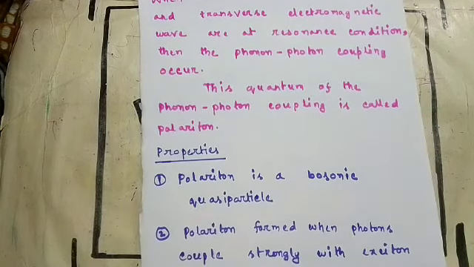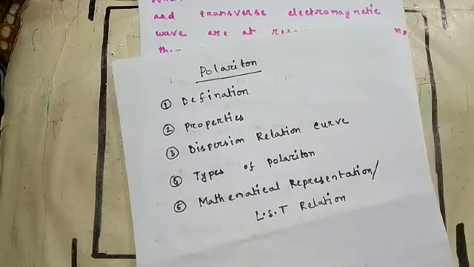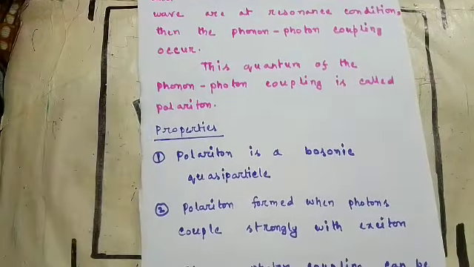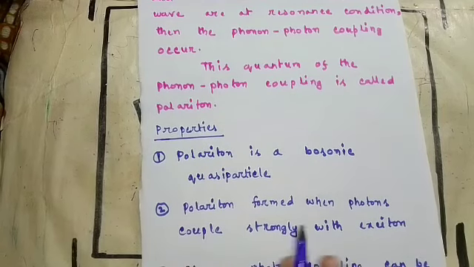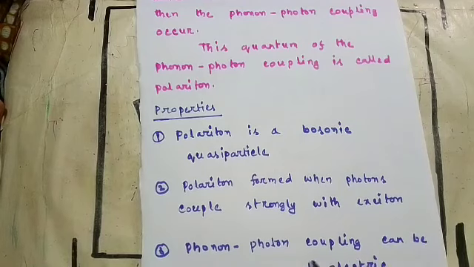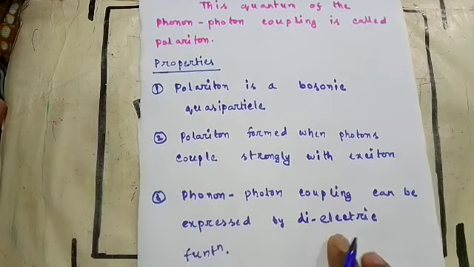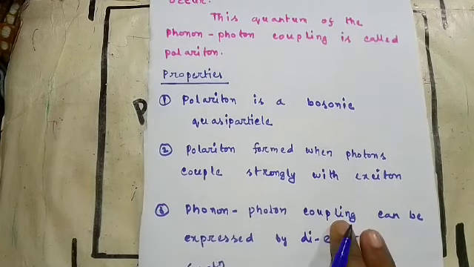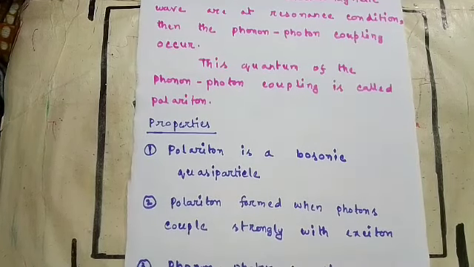Our next topic is properties of polariton. So what are the properties? Actually, polariton is a bosonic quasi-particle. This is the first property. Second property is polariton is formed when photons couple strongly with exciton, and the last property is phonon-photon coupling can be expressed by the dielectric function. Okay, these are the properties.